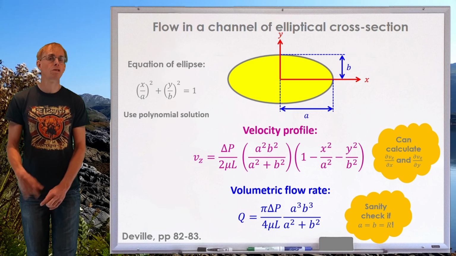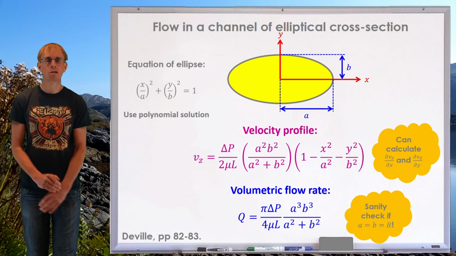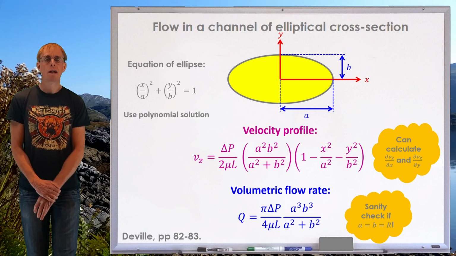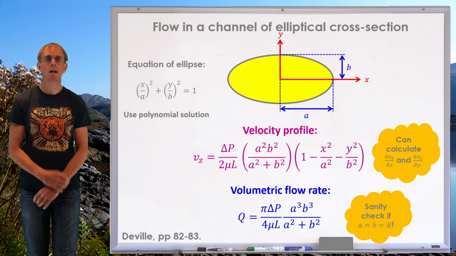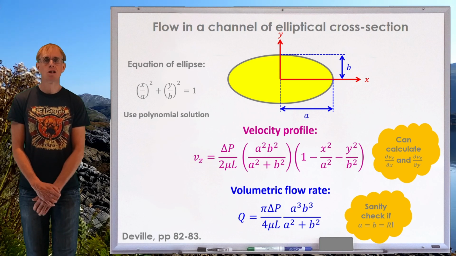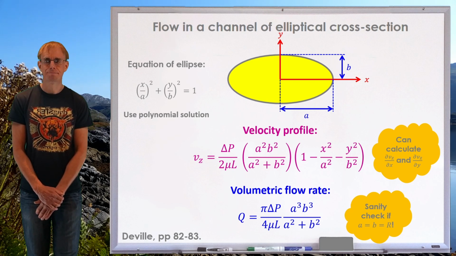And of course, we always want a sanity check. We want to make sure that there isn't an error. So if we look at that volumetric flow rate expression, if we set A equals B equals our radius, big R, making the analogy from an ellipse back to a circle again, we retrieve the expression that we're familiar with for a circular cross-section duct.